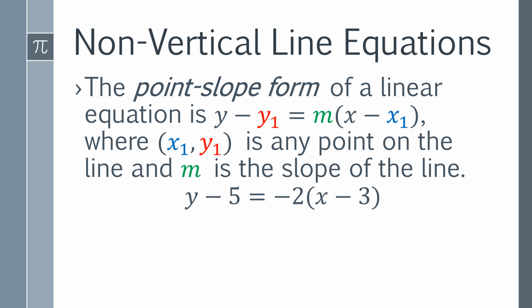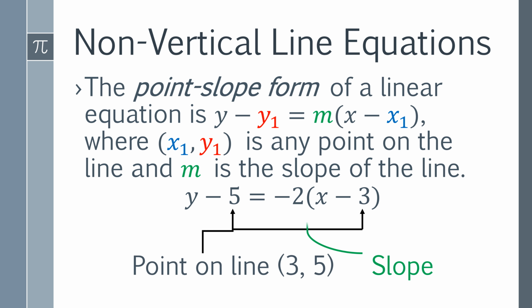We also have what's called the point-slope form of a linear equation, and that's y minus y sub 1 equals m times the quantity x minus x sub 1, where x sub 1, y sub 1 is any point on the line and m is the slope of the line. So in this case, the point on the line is 3, 5. So 5 would go with y, you subtract 5. 3 goes with x, and then the slope, negative 2, goes in front of the parentheses.